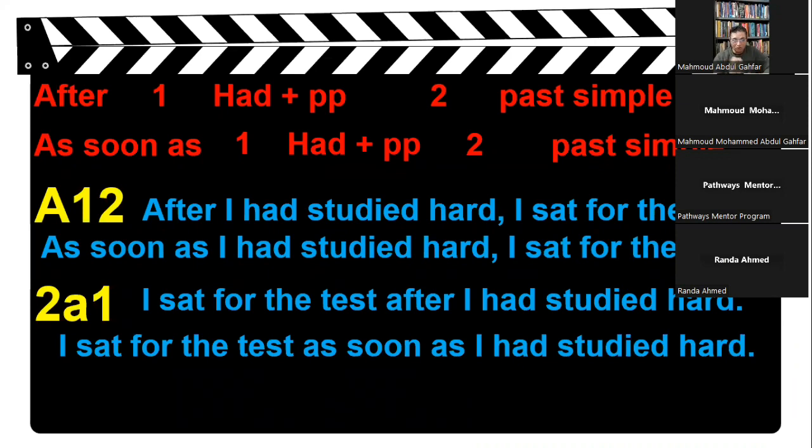So we give the code 2A1. 2 means past simple. A refers to after and as soon as. And 1 refers to the past perfect, which is had plus the past participle of the verb. Is 2A1 clear? The code 2A1. Do you understand it? Do you have any problem with the code?